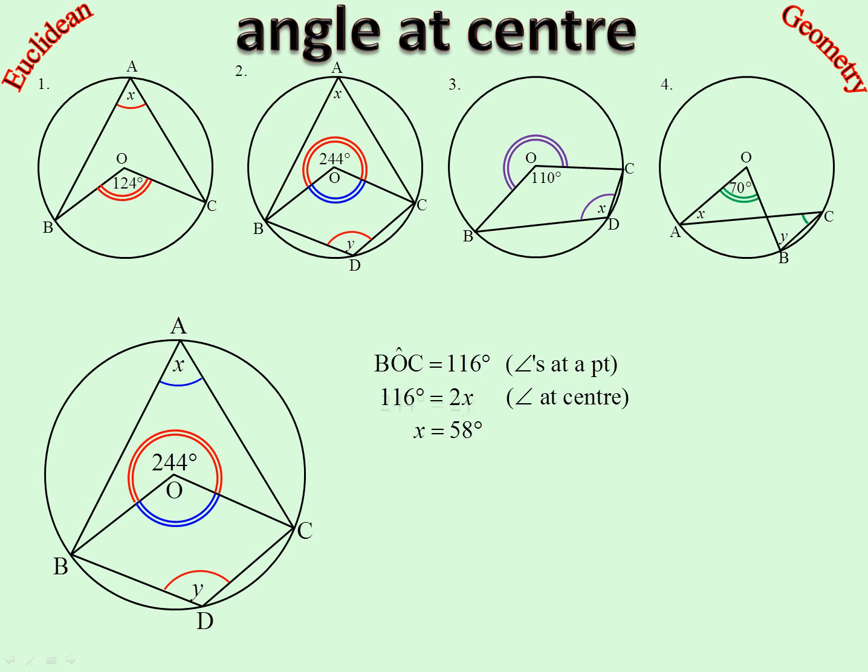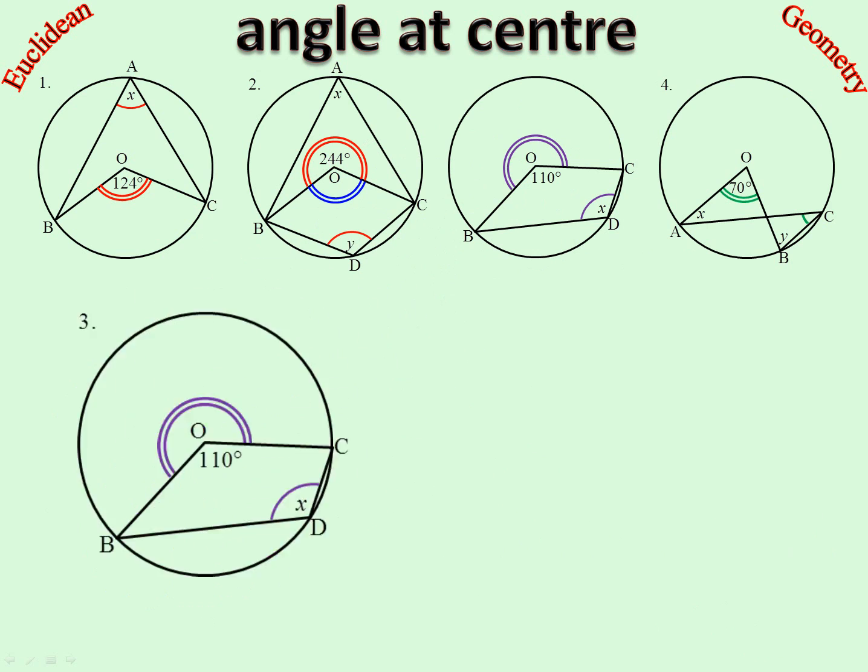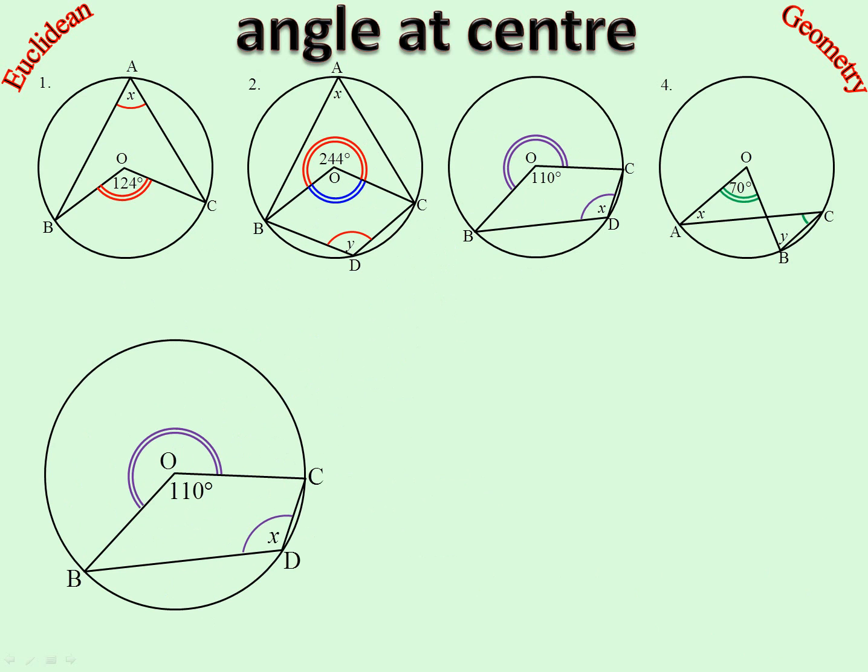The y is very straightforward, because that 244 is equal to twice y. Look at the curves. And the reason: angle at center, so y is 122. This one here, well, yes, the curves are in the right direction. We don't know that, so we need to know that one first. So there we are. Angles at a point, and therefore we can find x.